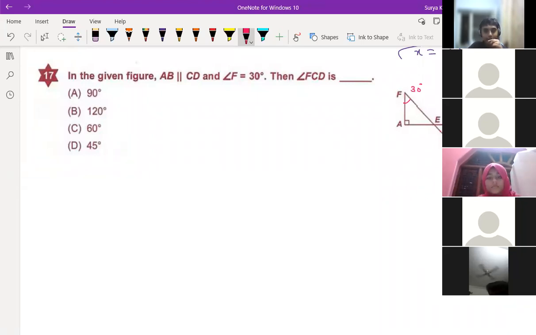Yes, sir. We just have to find the angle sum property of triangle. And angle E is vertically opposite, so it should be 120. Sir, 120. All right, fine.